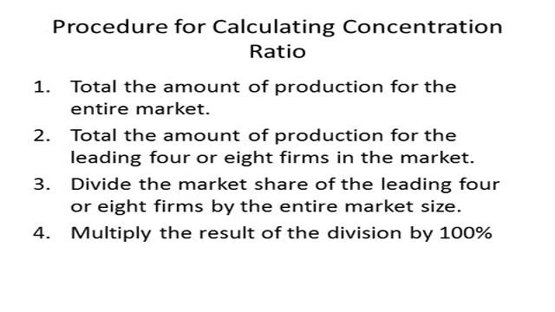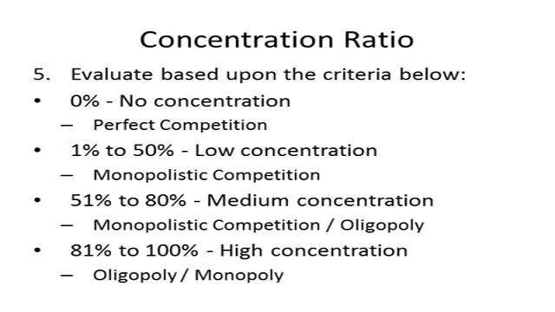The procedure for calculating the concentration ratio is: 1. Total the amount of production for the entire market. 2. Total the amount of production for the leading 4 or 8 firms in the market. 3. Divide the market share of the 4 or 8 firms by the total market size. 4. Multiply the result of the division by 100%. The final step is to evaluate the situation based on the following criteria.